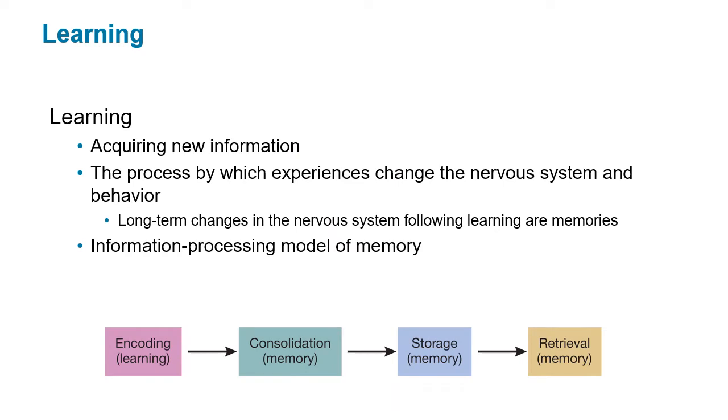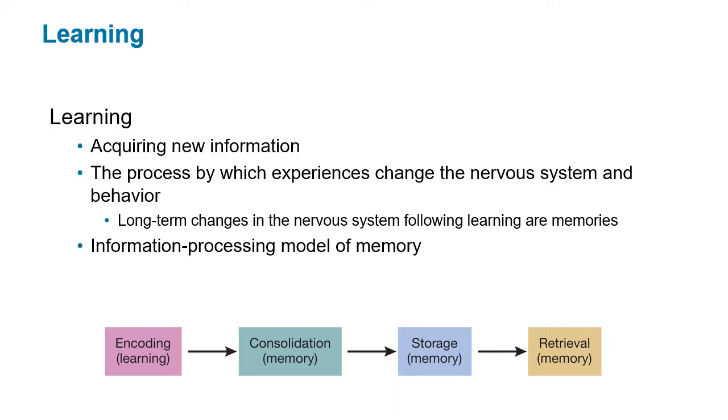So learning is essentially just the process of acquiring new information. It's how the brain changes to new experiences. So if memory is our ability to remember, episodic memory, semantic memory, all of those different types of memories, learning is a type of memory then, but it's a type of memory that's related to our ability to do things.